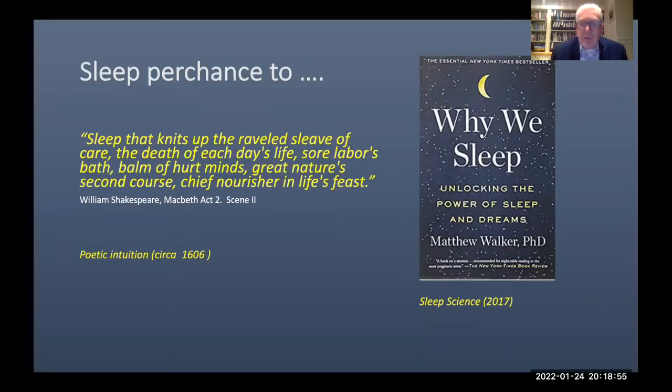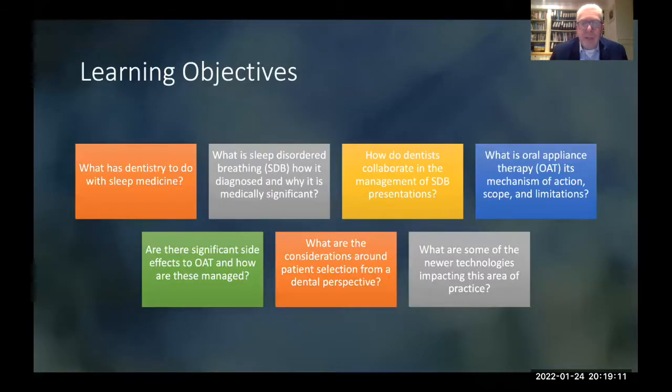Now, as we move into the 21st century, sleep science has unlocked many of the mysteries surrounding sleep, and there's a huge interest in the area in the general community, medical community, and worldwide throughout people of all ages.